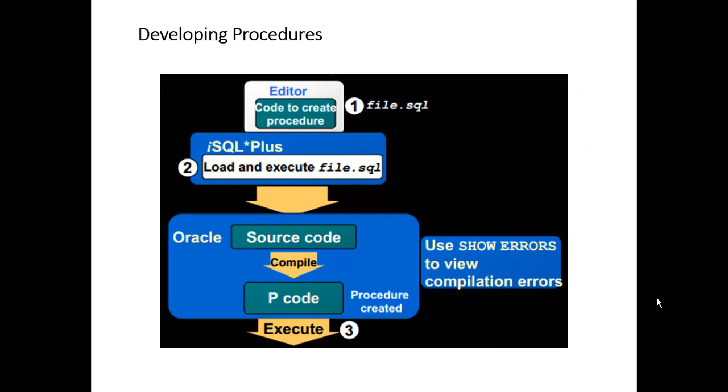Developing a procedure, and the first step is your file.sql, which you edit in an editor like the console or Oracle workspace. The second is load and execute, and the third is that the source code is compiled into P code, and the last is execute.